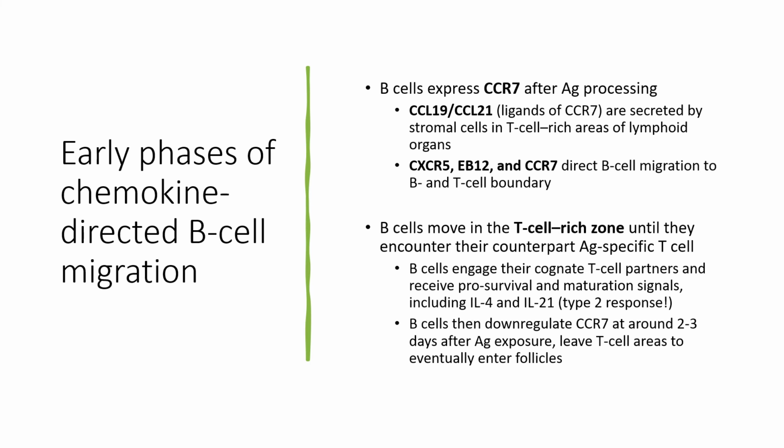Once they start getting these 2 cytokines, they downregulate CCR7. This is only 2 to 3 days after antigen exposure. And then they leave the T cell areas. So the B cells at this point encounter antigen, steal it away from those follicular dendritic cells, present it on MHC2 along with expressing CCR7. They migrate over, try to find a T cell, look for it for a couple of days, 2 or 3 days. Hopefully they find their counterpart T cell. Then they downregulate that and leave the T cell zone if they find their match, and hopefully enter the follicles.